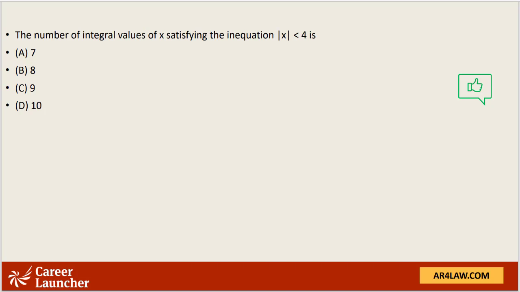The number of integral values of x satisfying the inequation mod of x less than 4. Maybe mod scares us, but in this question it is very simple. When I say mod x less than 4, all I mean is x should lie between -4 and 4, because if I take x to be -5, mod of x would not be less than 4.